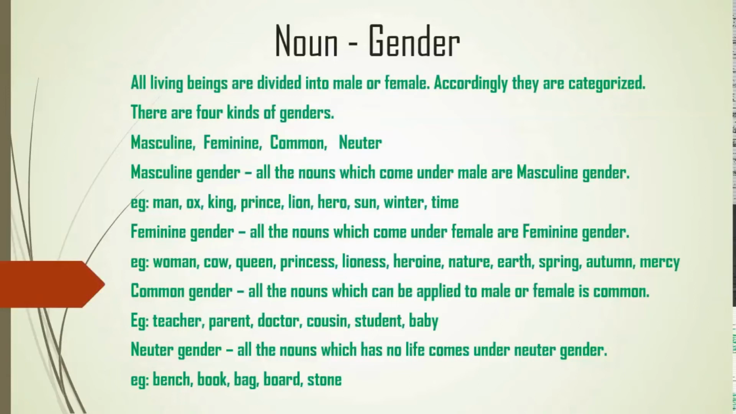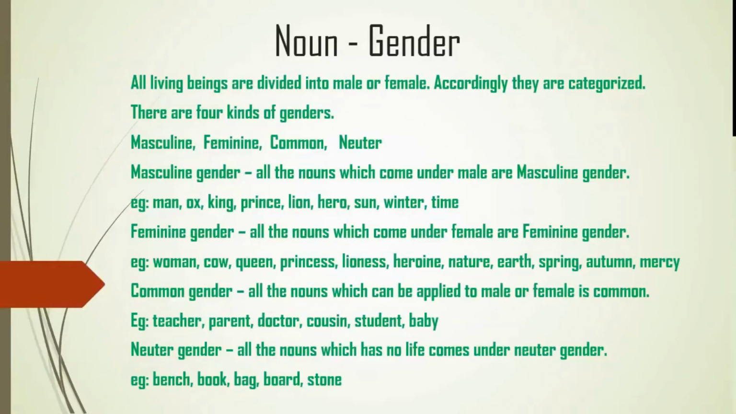In the same way, all the other things are also taken like that, whether it is earth, spring, autumn, or mercy. Spring is related to the beauty of seasons. It is the beautiful season. That's the reason it has been compared to, or it comes under, feminine gender.